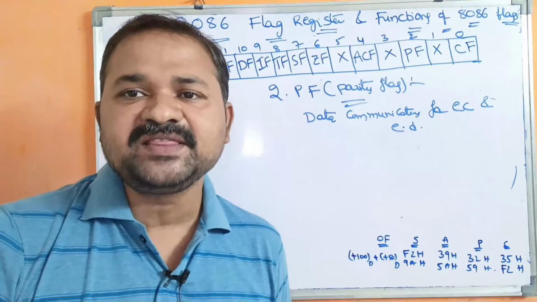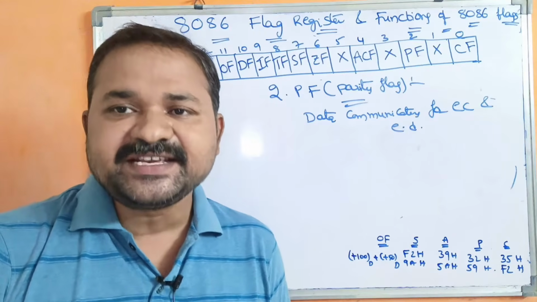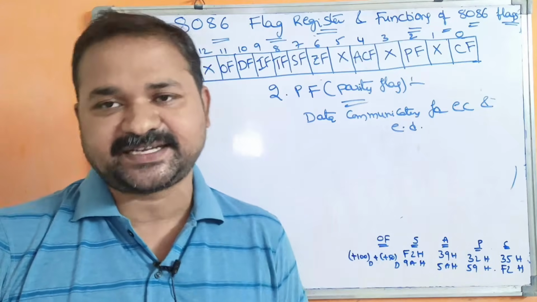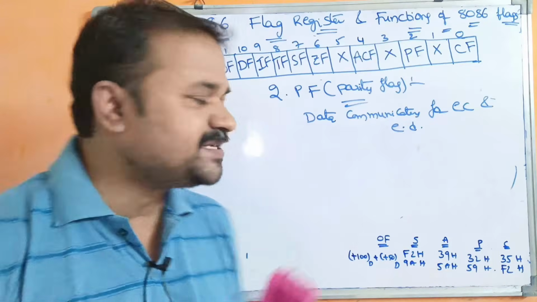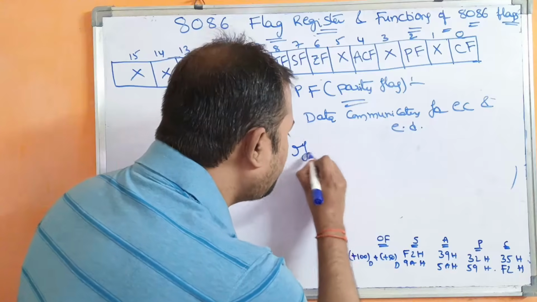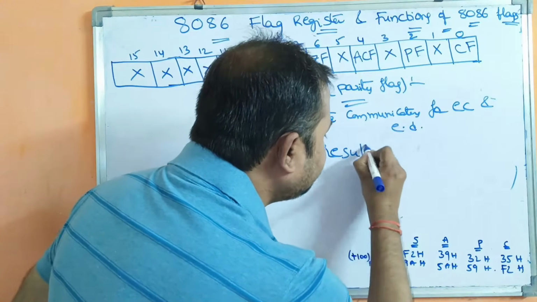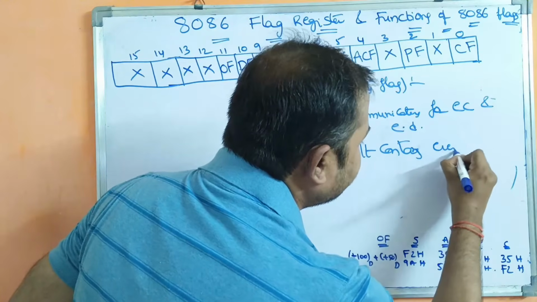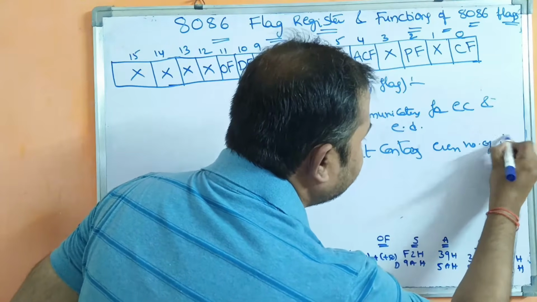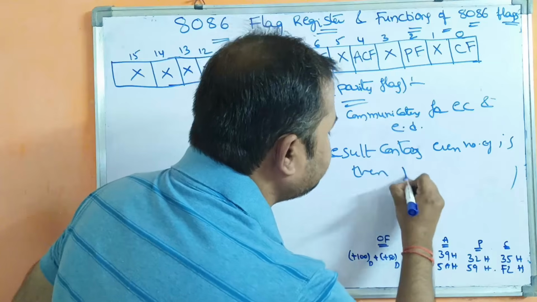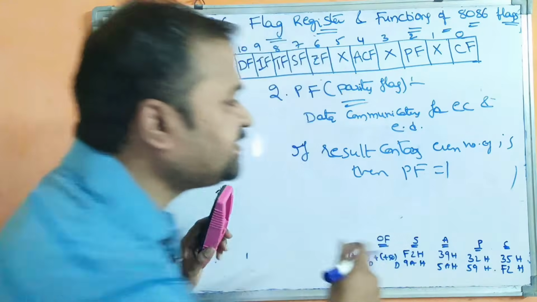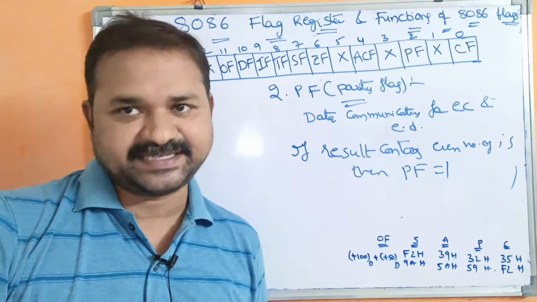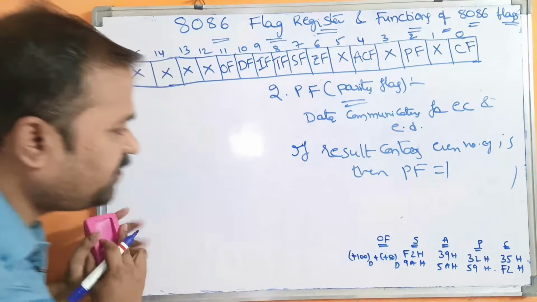When will the parity flag be set? After performing the ALU operation, if the result contains an even number of ones, then the parity flag will be set. Whereas if the result contains an odd number of ones, then the parity flag will be reset. Now let us see an example for this.